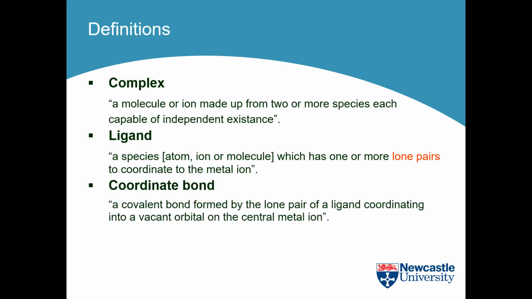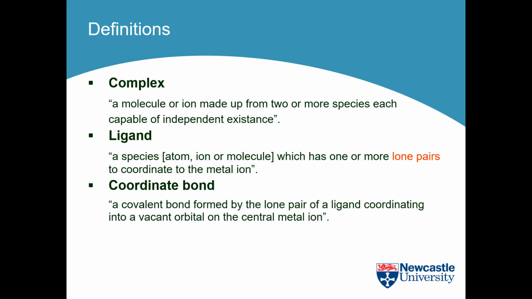And of course, a coordinate bond, as you all know from AS, is a covalent bond formed by one element having a lone pair and another element having an empty orbital. The lone pair is donated to the empty orbital, forming a shared pair of electrons. It's a different way to form a covalent bond, but in every other respect, it's identical to a covalent bond formed from one electron from each element.